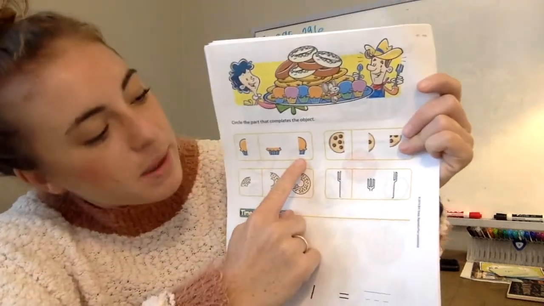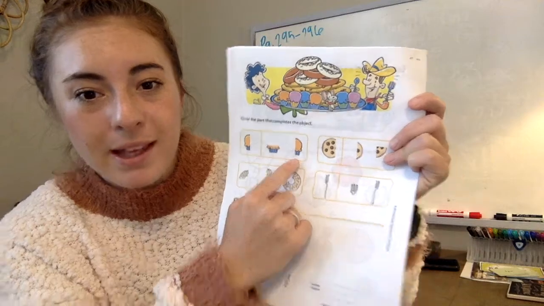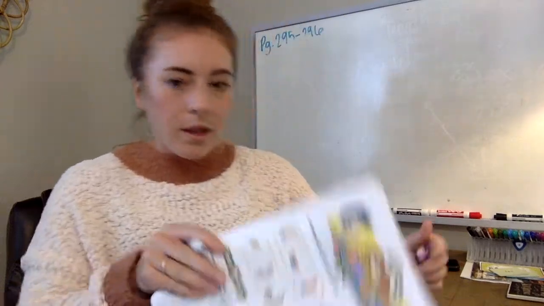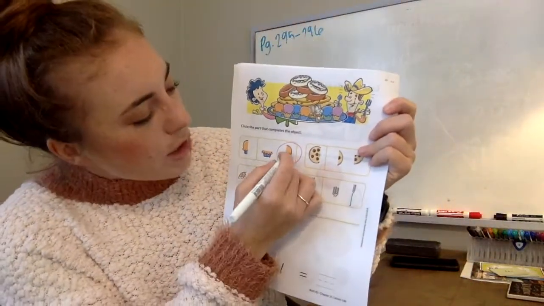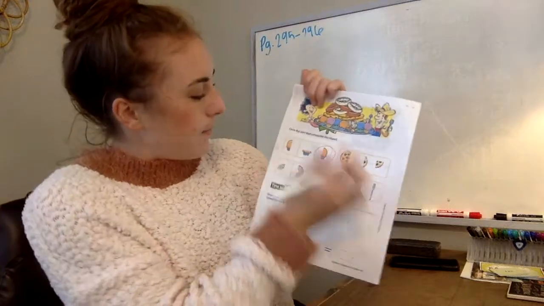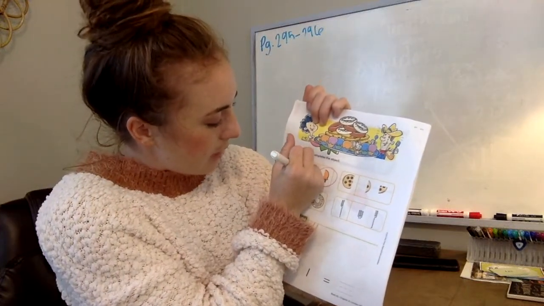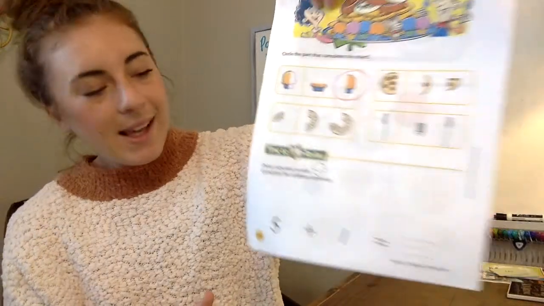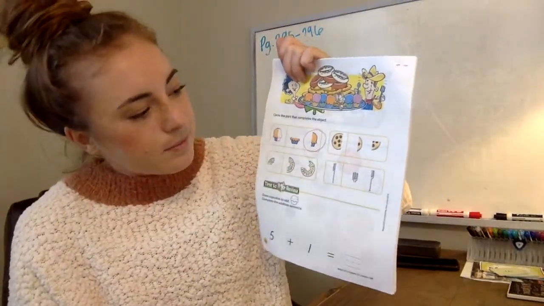No, we're just missing a side of it. So let's look at this picture. Would this finish the cupcake? I think so. So I'm going to circle the right side of the cupcake. Because look, if I try to draw that side of the cupcake, it kind of finishes the picture, don't you think? Yeah.